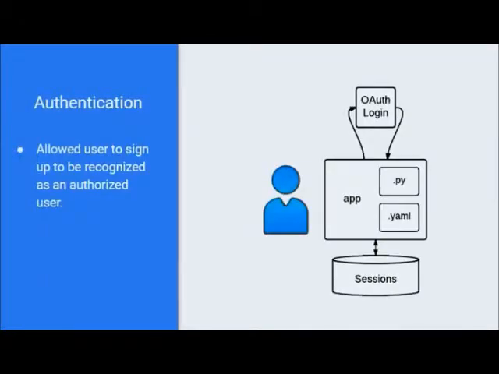So next is authentication. In our application, we allow users to sign up to be recognized as an authorized user. For this process, we are using OAuth login in the Google Cloud Platform, and then we put our domain as an authorized domain for this authentication to occur.